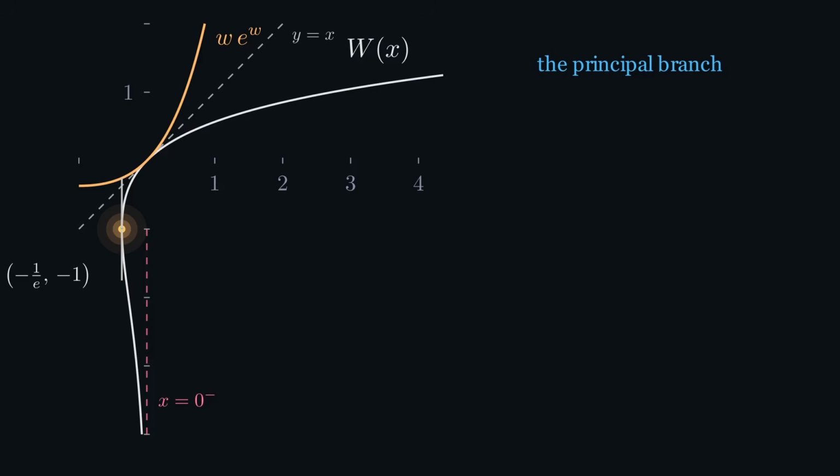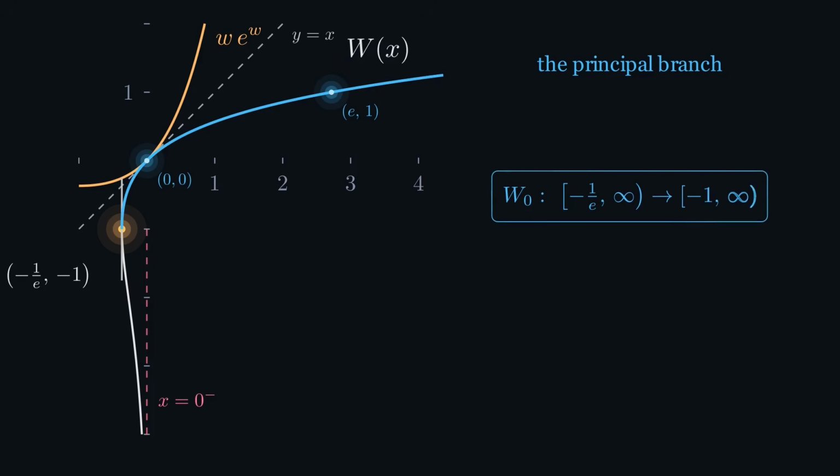The first, called W0, the principal branch. It starts at the fold, climbs up through the origin, passes through the point e, 1, because 1 times e to the 1 is e, and then it grows forever, but slower and slower. For large x, it behaves like log of x minus log log of x. Logarithmic growth with a logarithmic correction.